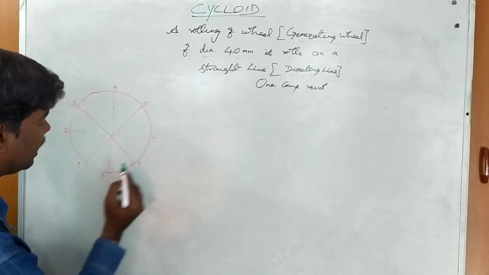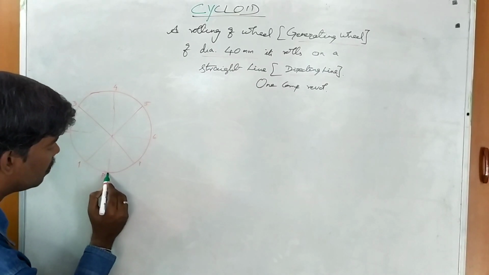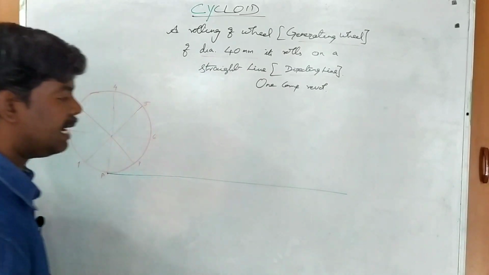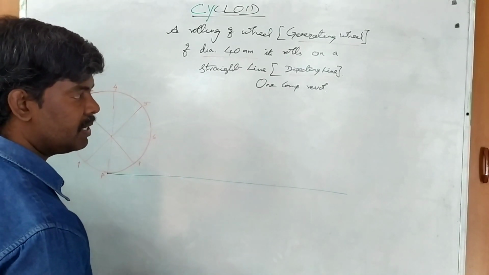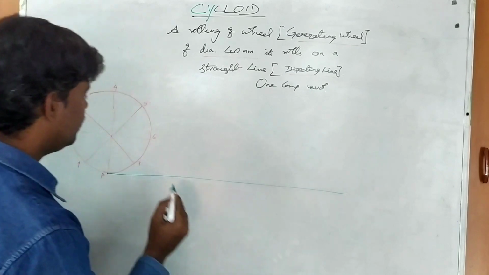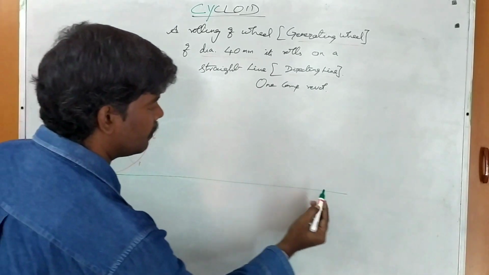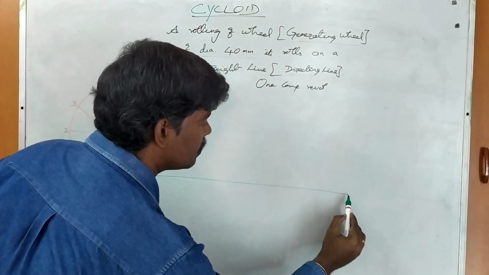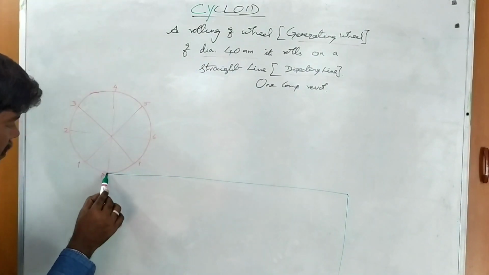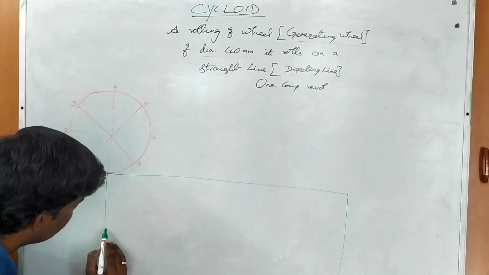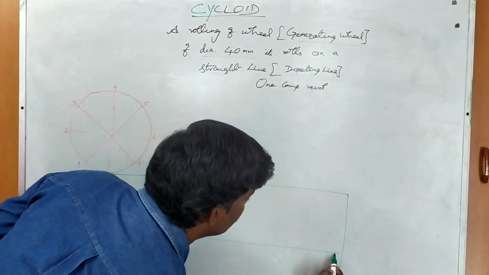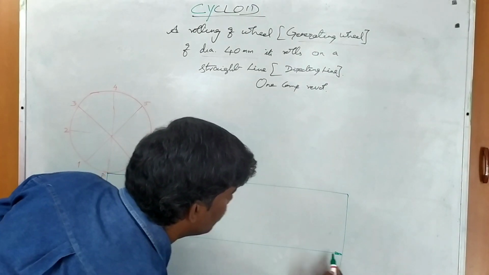Next, the directing line: from the starting point P, you draw one line. The line length is pi d distance, which is nothing but the circumference distance. For example, the distance is pi d.